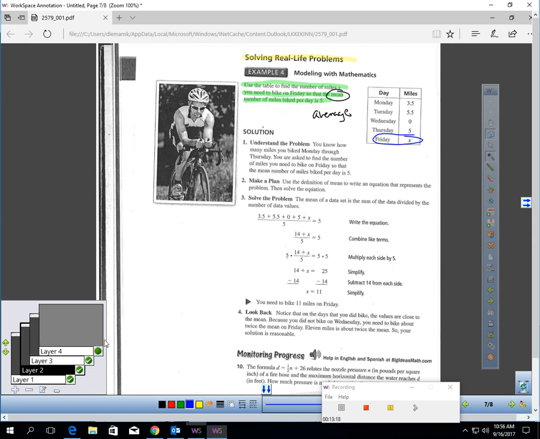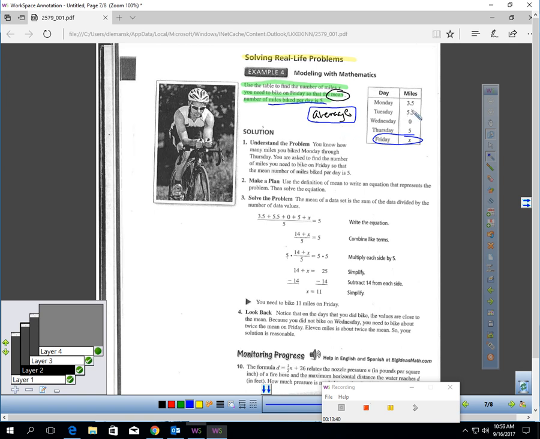So the first thing, maybe in our notes we should get, the word mean is average. So they want me, after a week of biking, to average 5 miles biked a day. So let's think about that. How am I going to find out x? Well, the key word here is average. How do you find the average? I know you've been taught this.